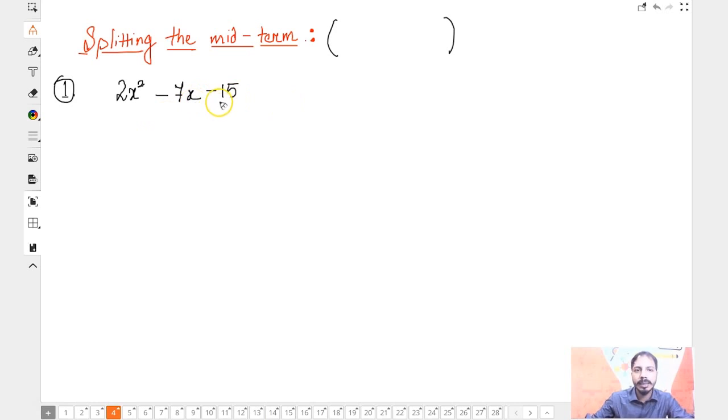So for example, let's take this constant term. How can I write 15? 15 can be written as 5 into 3. And how can I write this term 2? 2 can be written as 2 into 1. Now, with these terms, I need minus 7 or 7, let us say. So let me see if I can get 7 from these terms.